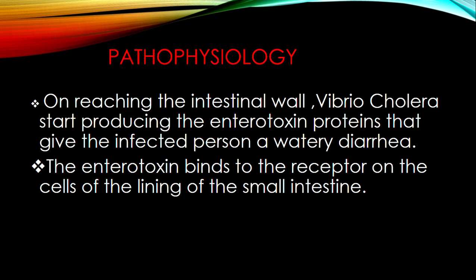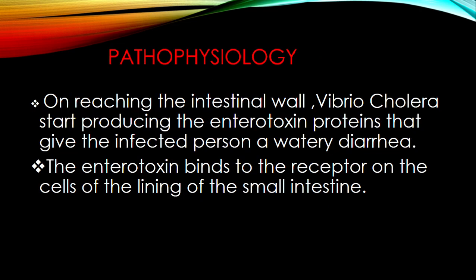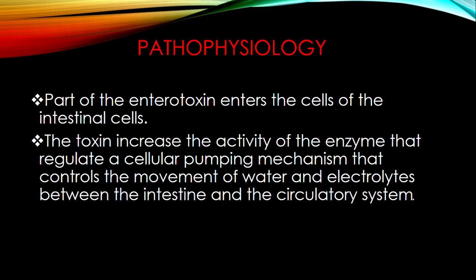Now, how does that happen? This enterotoxin binds to the receptors on the cells of the lining of the small intestines. When it binds to the receptors on the cells of the lining, part of the enterotoxin enters the cells of the intestinal wall. Then the toxin increases the activity of the enzyme that regulates the cellular pumping mechanism that controls the movement of water and electrolytes between the intestines and the circulatory system.